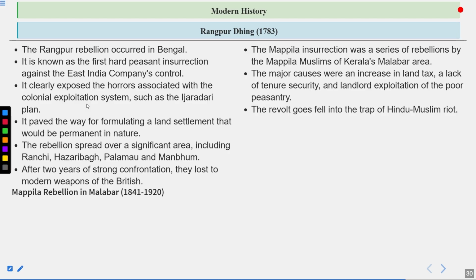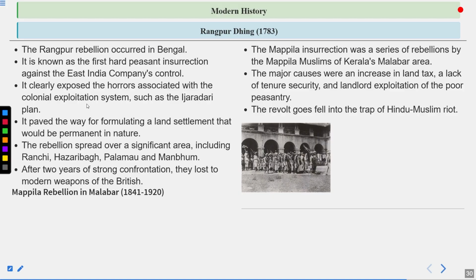The revolt fell into the trap of a Hindu-Muslim riot. Firstly, it was a landlord and tenant dispute, but later it became a riot between Hindus and Muslims. So this was also a very famous rebellion or riot that happened in Kerala.